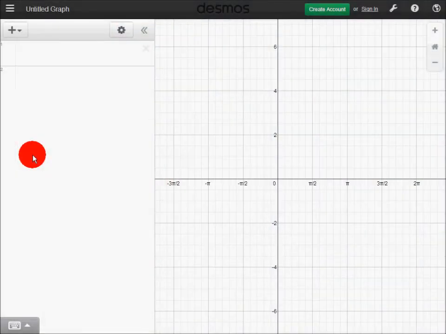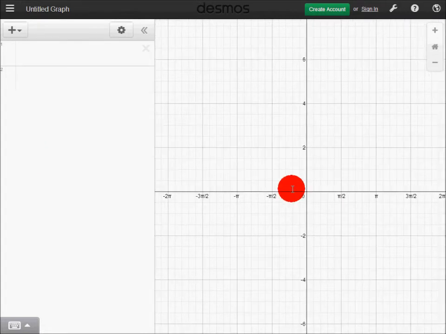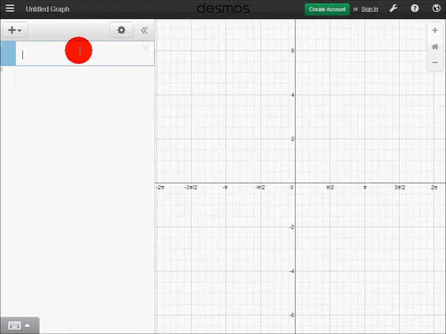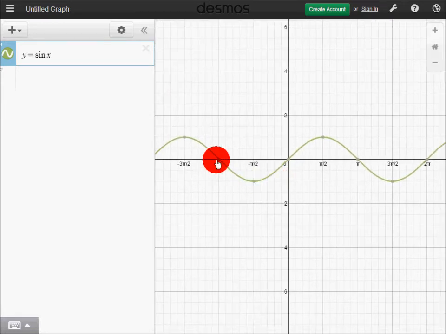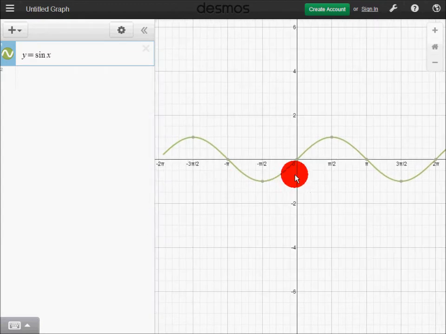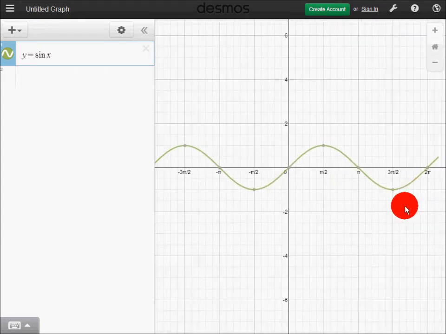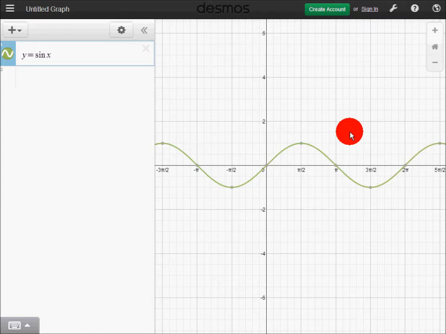Now we're going to explore the graph of cotangent. So we're back to our blank slate at desmos.com, and remember, cotangent is equal to cosine over sine. So let's first graph y equals sine x so you can see where sine is going to be 0. So you can see at negative pi, at 0, at pi, at 2 pi, sine is 0. You are going to have asymptotes for cotangent whenever sine is 0, because sine is in the denominator of cotangent. Remember, cotangent is cosine over sine.